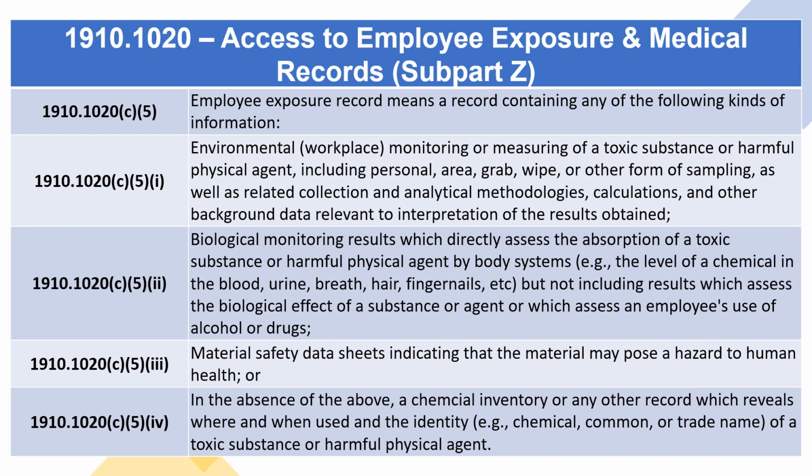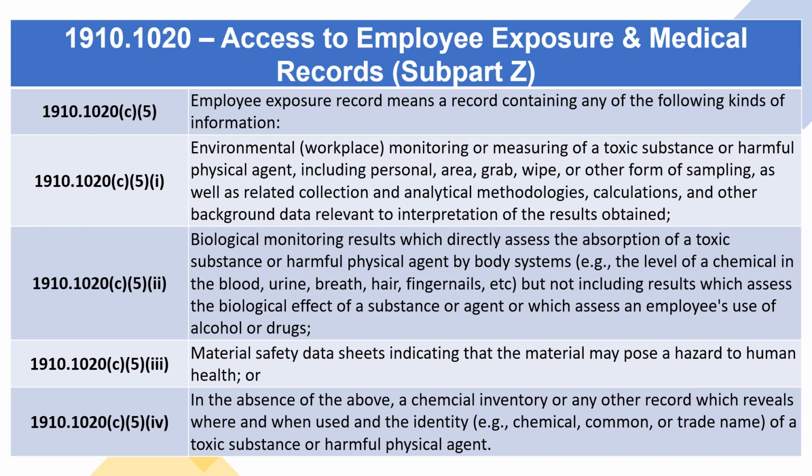1910.1020(c)(5) Employee exposure record means a record containing any of the following kinds of information. 1910.1020(c)(5)(i) Environmental, workplace, monitoring or measuring of a toxic substance or harmful physical agent, including personal, area, grab, wipe, or other form of sampling, as well as related collection and analytical methodologies, calculations, and other background data relevant to interpretation of the results obtained. 1910.1020(c)(5)(ii) Biological monitoring results, which directly assess the absorption of a toxic substance or harmful physical agent by body systems, e.g., the level of a chemical in the blood, urine, breath, hair, fingernails, etc., but not including results which assess the biological effect of a substance or agent or which assess an employee's use of alcohol or drugs.